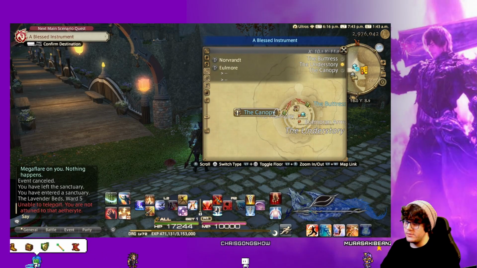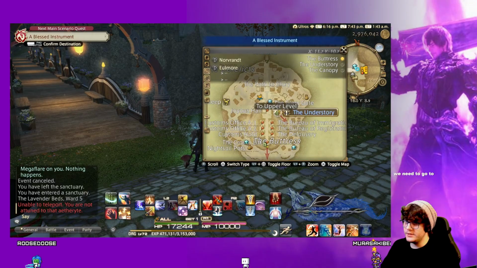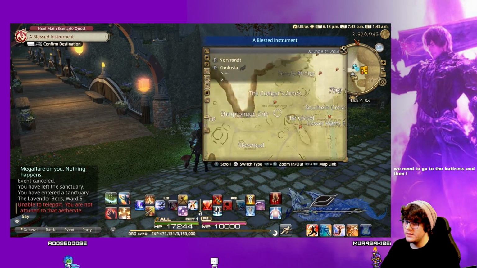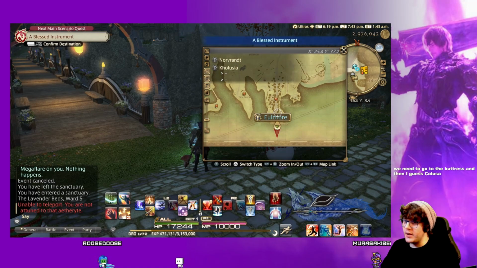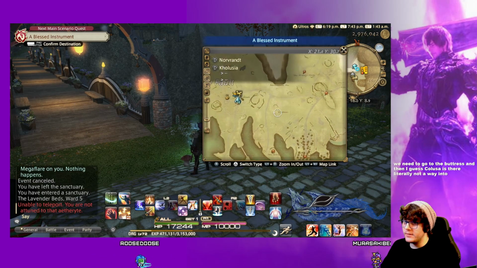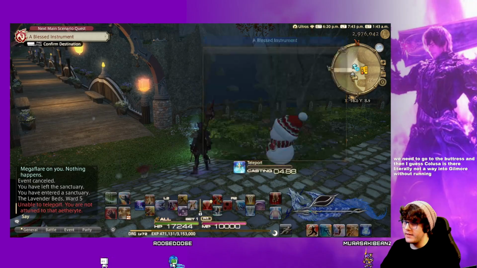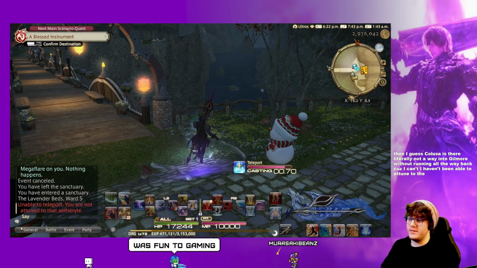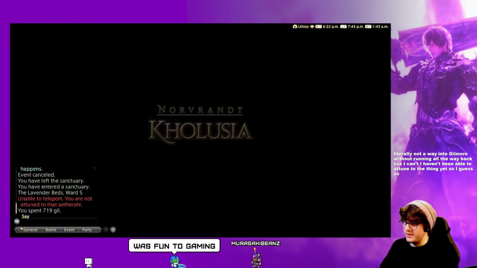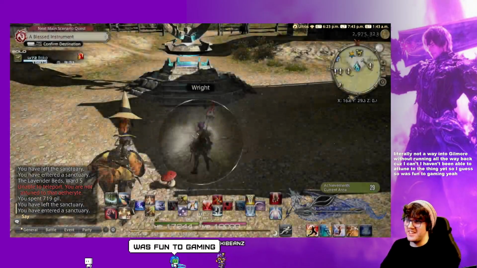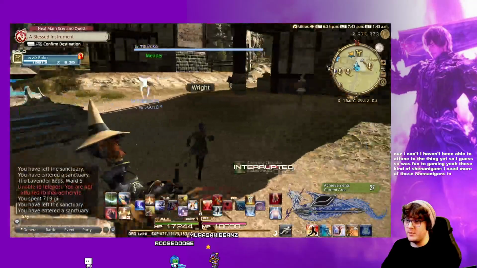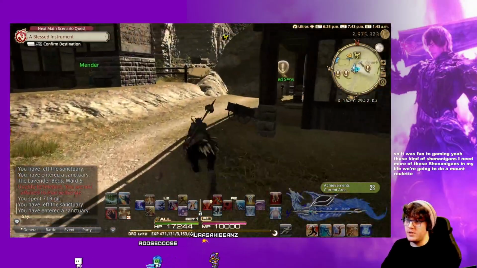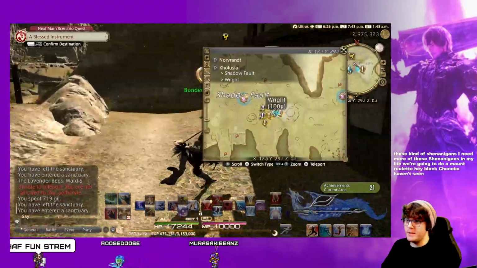Okay, we need to go to the buttress and then I guess Calusia? Is there literally not a way into Ul'dah without running all the way back? Because I haven't been able to attune to the thing yet, so I guess so. Those kind of shenanigans, I need more of those in my life. Wait, no, we're gonna do a Mount Roulette. Hey, Black Chocobo! Haven't seen you in a minute.